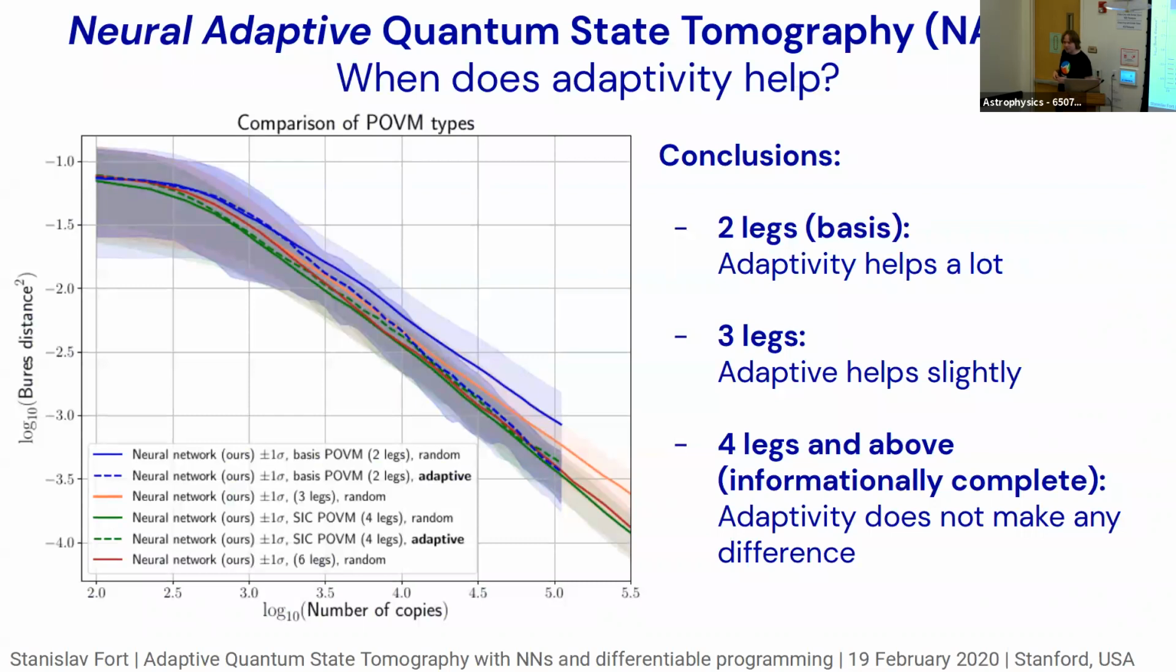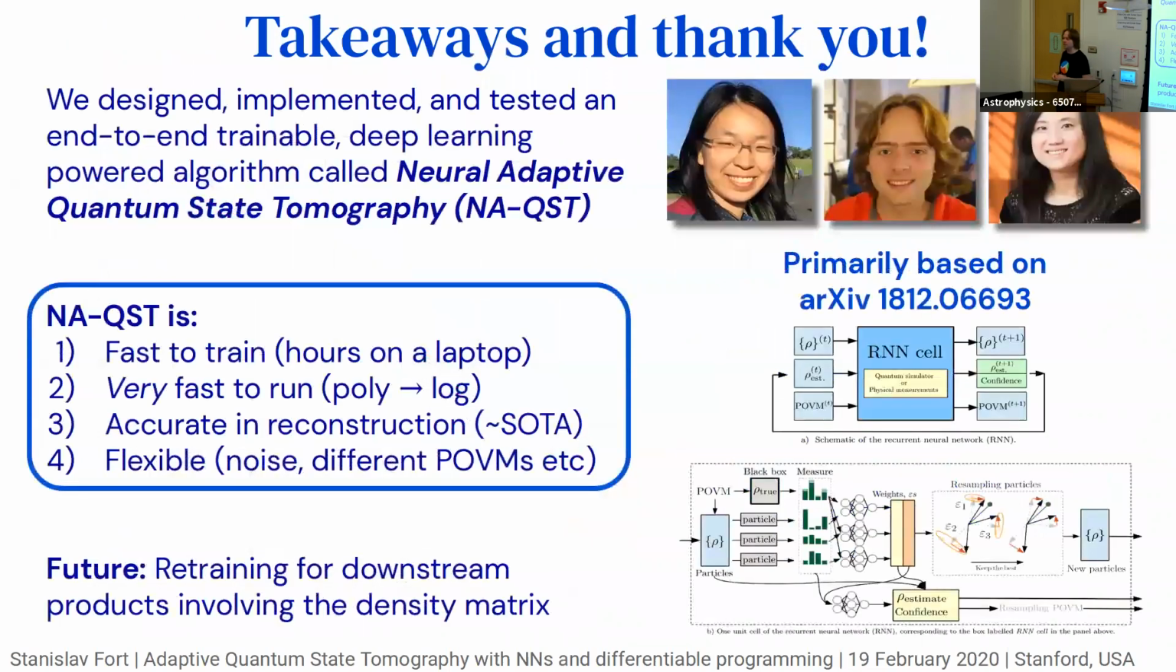Okay, well, that I think will be it. We will have some time for questions, but let me just conclude by giving an overview of what we discussed right here. So we developed a neural, deep learning, or at least differentiable programming, adaptive algorithm for quantum state tomography. That algorithm works really well. It's very fast to train. It can take hours on a laptop, so very efficient.